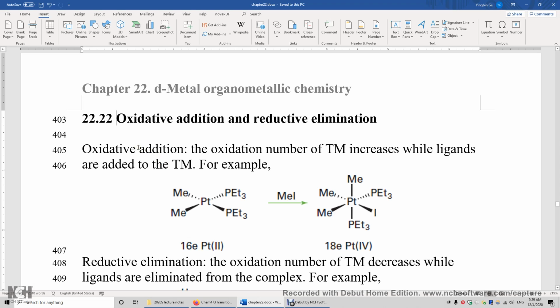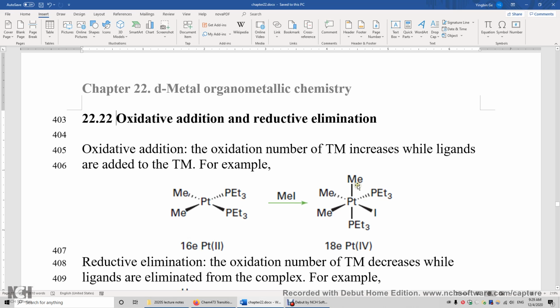Section 22.22 Oxidative Addition and Reductive Elimination. First, let's look at oxidative addition. Oxidative means the oxidation number of the transition metal increases. Addition means ligands are added to the transition metal. For example, in this reaction, the number of ligands increases from 4 to 6.